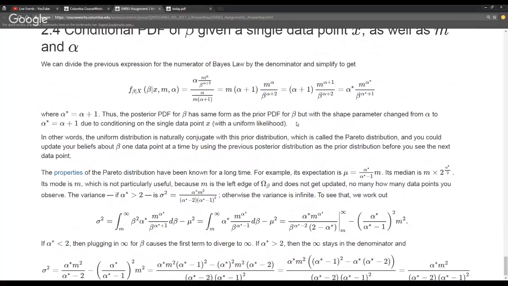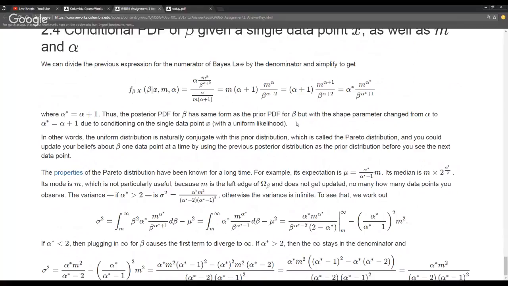You're always going to stay in the Pareto family. You're just going to be shifting your value for alpha as you see more and more data, and you're going to get a more concentrated Pareto distribution to represent your posterior beliefs as you see more and more data from this data generating process.